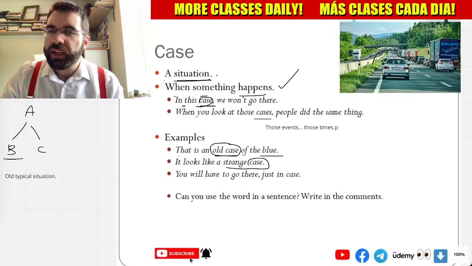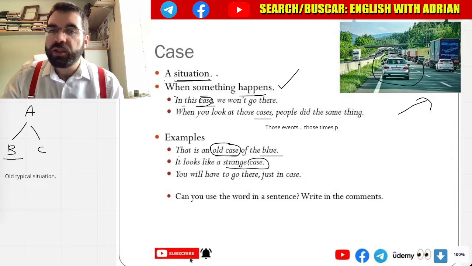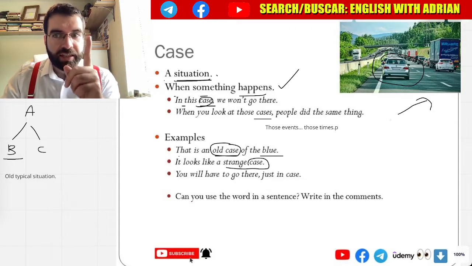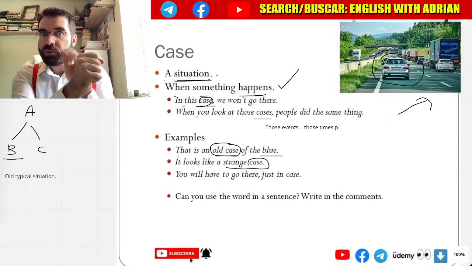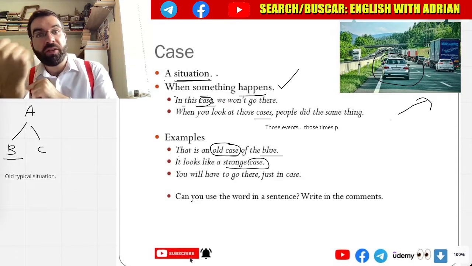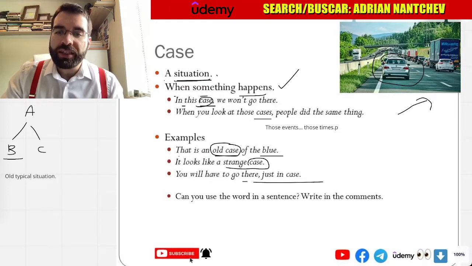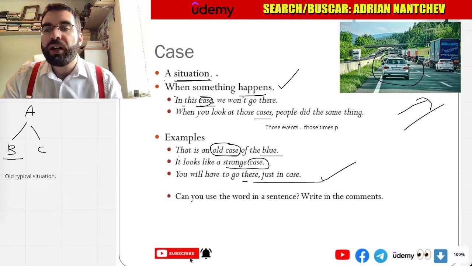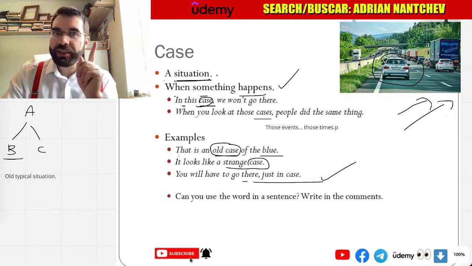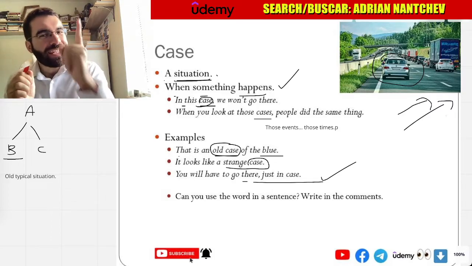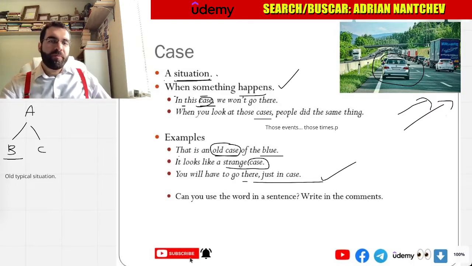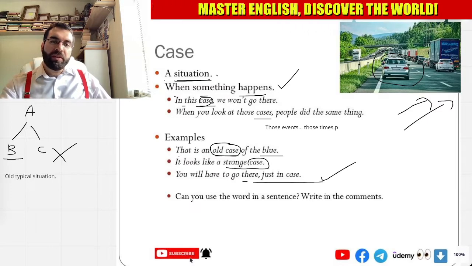So in this case, in the picture, we need to turn right and go into the other lane, just in case the car in front does something. So you need to avoid it and go into the right-hand lane. You will have to go there just in case. You need to turn right just in case if these things happen. So if this bad thing happens here, we need to choose this one just in case.